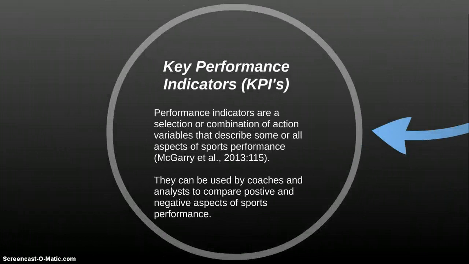Key performance indicators. Performance indicators are a selection or combination of action variables that describe some or all aspects of sports performance. McGarry et al., 2013, page 115. KPIs can be categorized into 4 different categories: technical, tactical, physiological, and psychological. Hughes and Franks, 2008. The KPIs can then be used to dictate positive or negative performances.